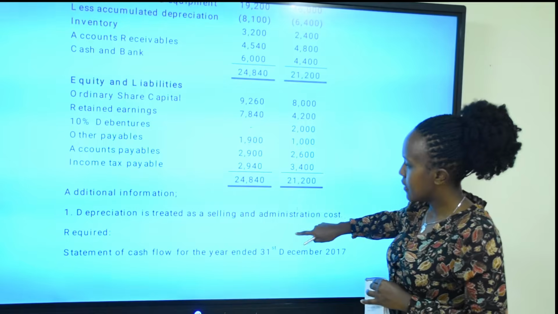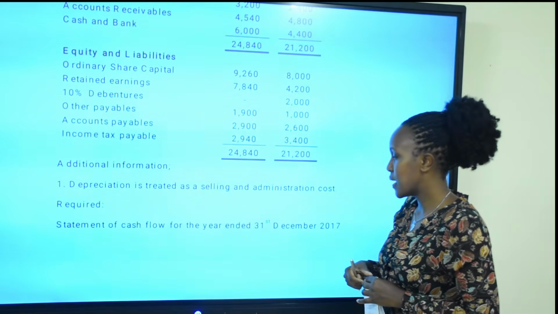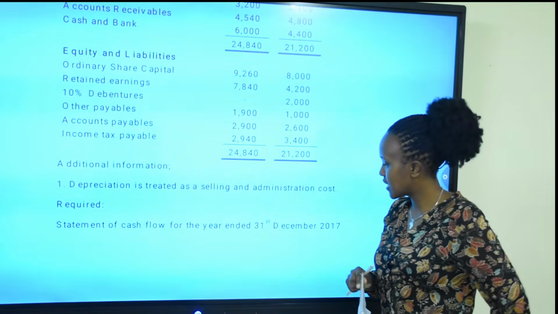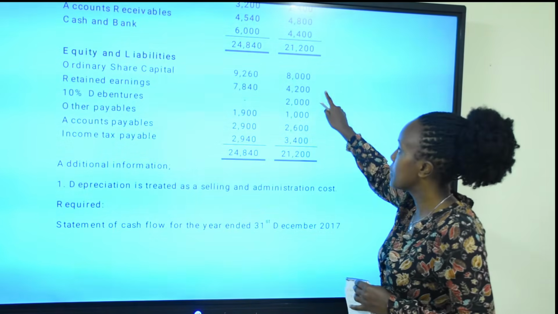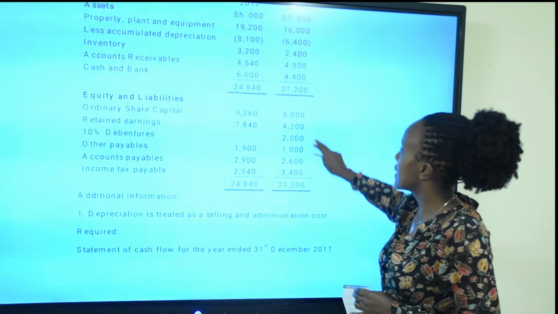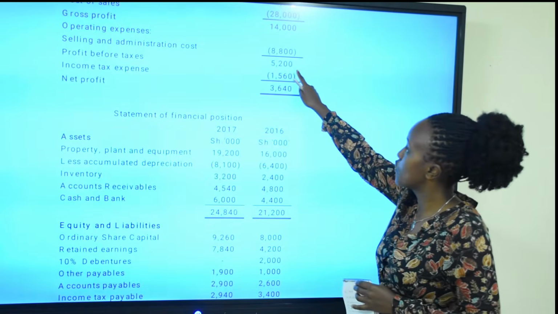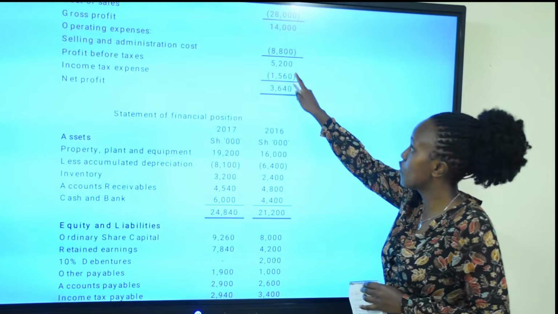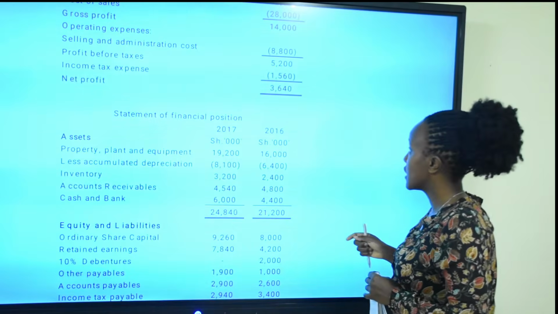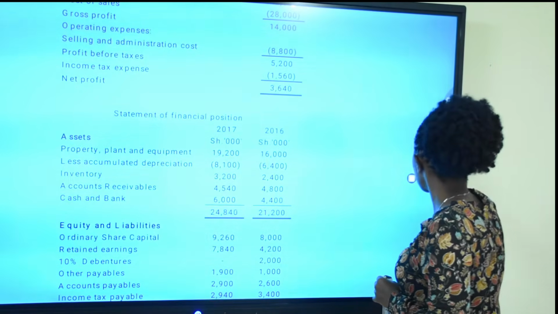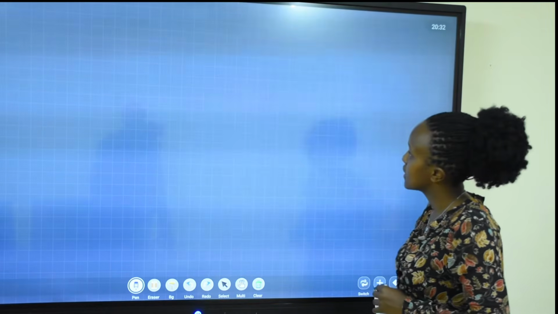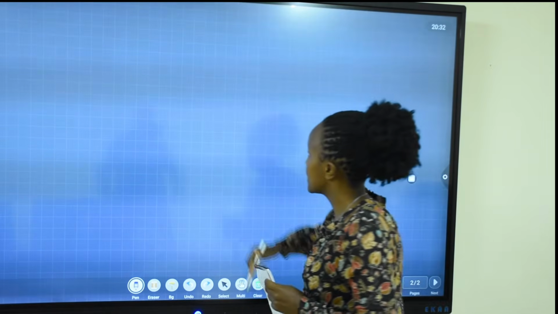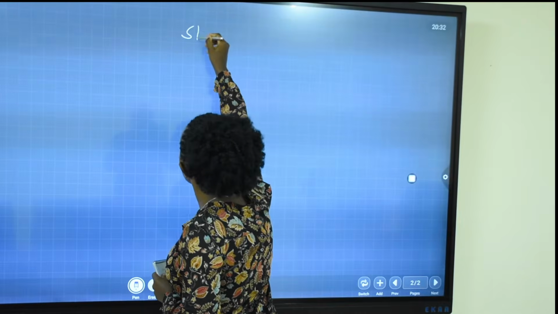So looking at our question, it is asking us to prepare a statement of cash flow for the year ended 31st December 2017. That is what we are going to do. Remember, we said in video 1 that we are going to start with the net profit before tax, and we are going to prepare a cash flow statement. So our cash flow statement is going to read as follows.